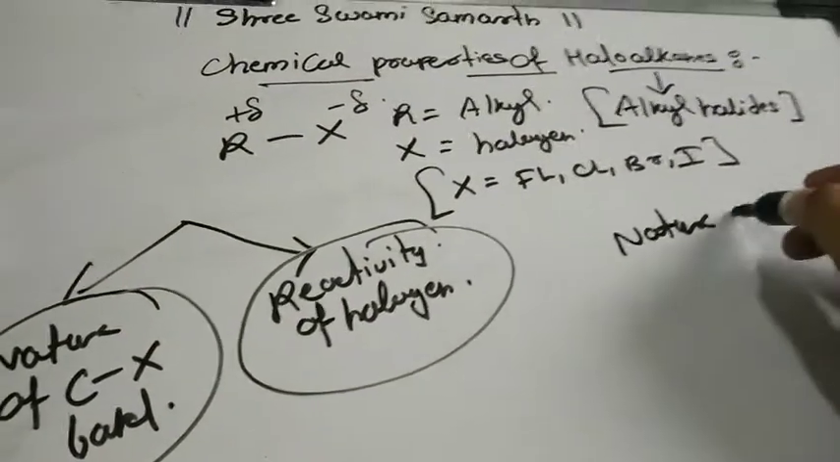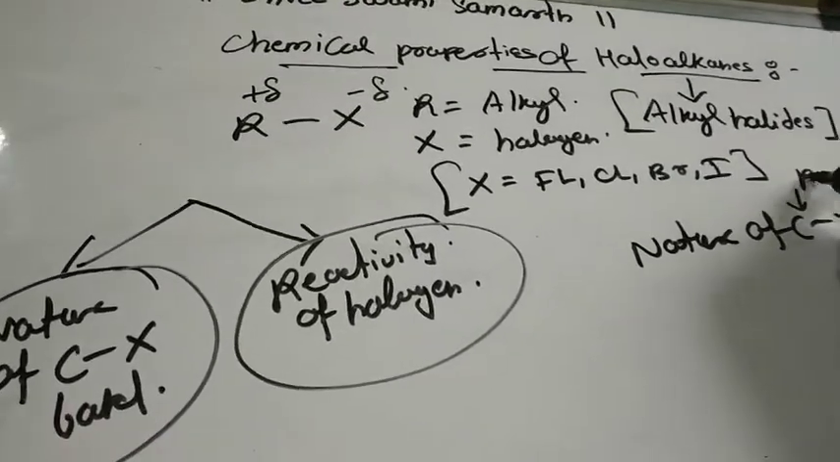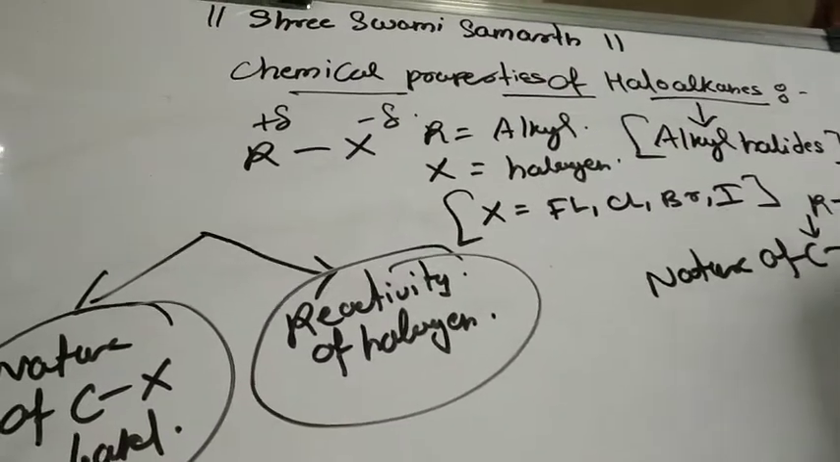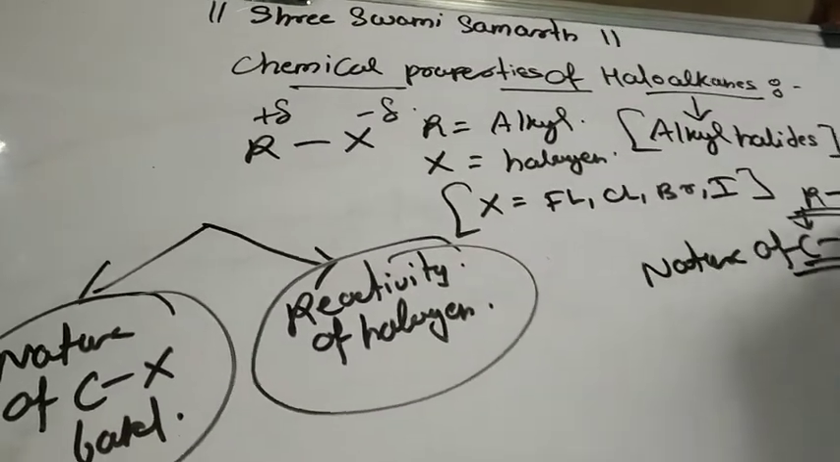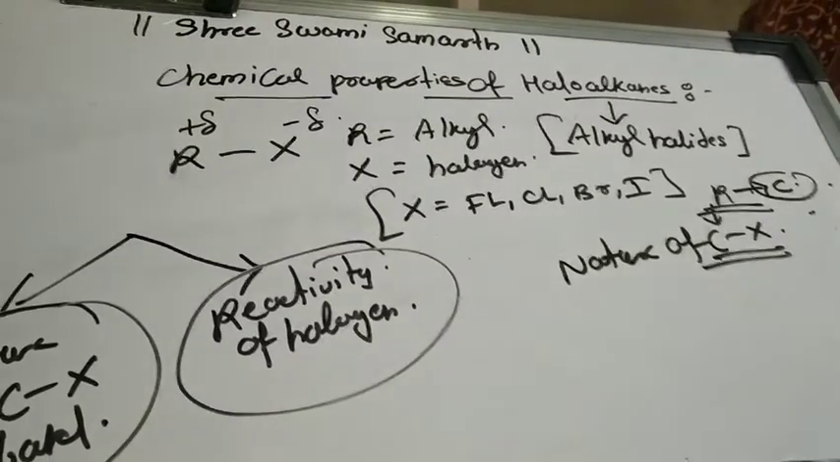In the nature of CX bond, I had already told you CX is nothing but the R only. Here R means alkyl group. ये alkyl group का कार्बन है, इसलिए CX भी बोल सकते हैं, RX भी बोल सकते हैं. Anyways, you can spell it out. So here I am taking it as CX.